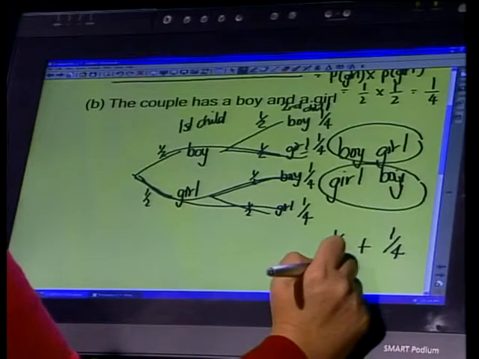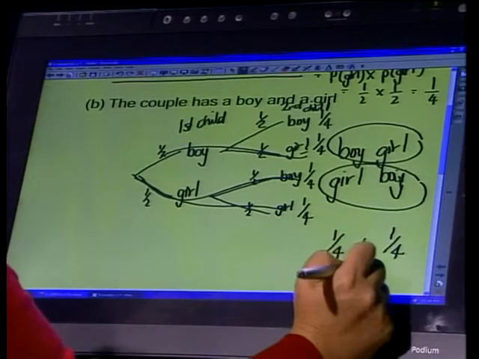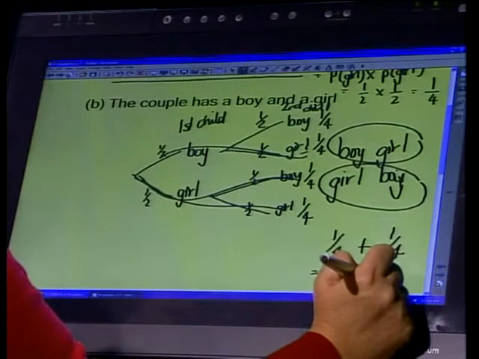So I want to add a quarter and a quarter, and a quarter and a quarter is 2 quarters, which can be simplified to be a half. And you can see you have got half a chance. 2 out of the 4 options are a boy and a girl. The order might be different, so I might have had a boy first and then a girl second, or I could have had a girl first and then a boy second. The next method we will look at is using a two-way table, which is also known as a contingency table. Let's go back to studio to see this in use.